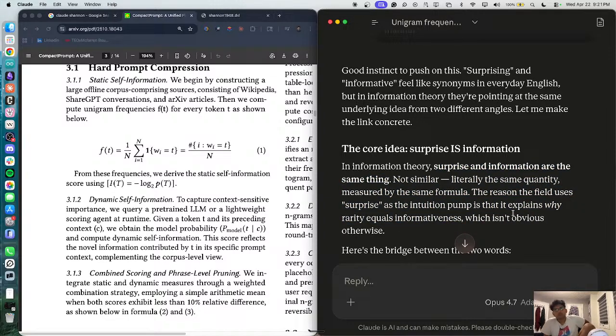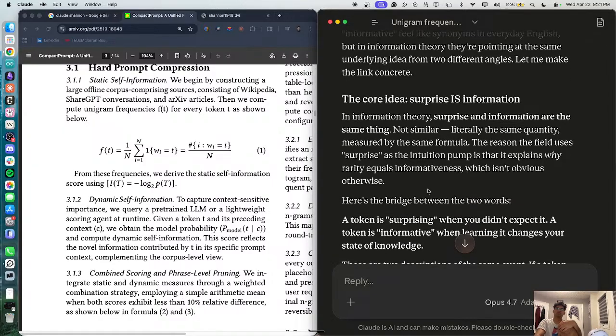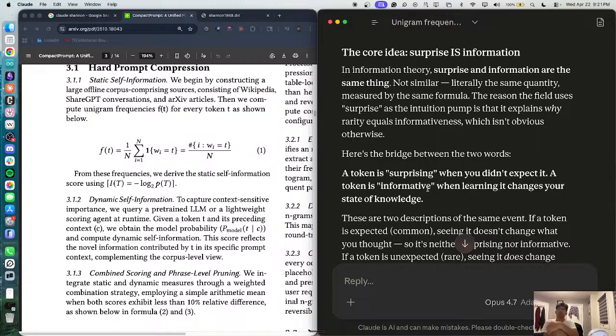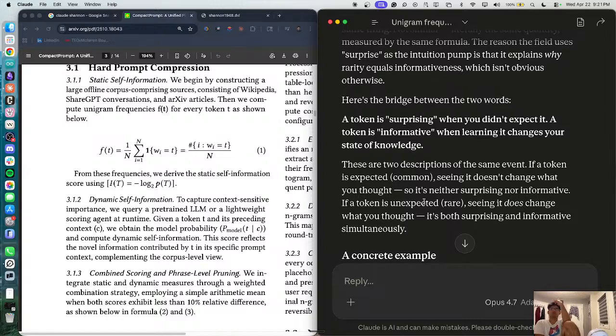The reason surprise is the intuition is that it explains why rarity equals informative, which is otherwise not obvious. Here's the bridge between the words. It's surprising when you didn't expect it. Informative when learning it changes your knowledge. These are two descriptions of the same event. If a token is expected, common, seeing it doesn't change what you thought, so it's neither surprising nor informative. If a token is unexpected, rare, seeing it does change what you thought. It's both surprising and informative.